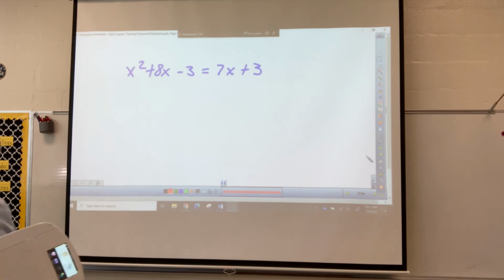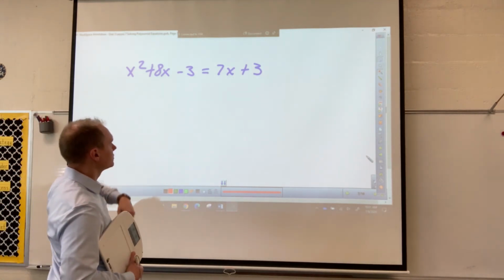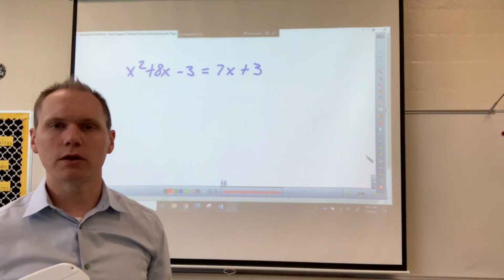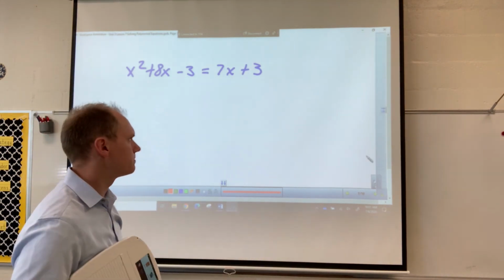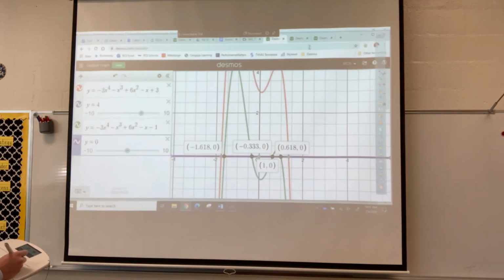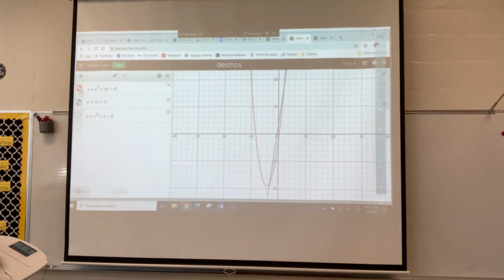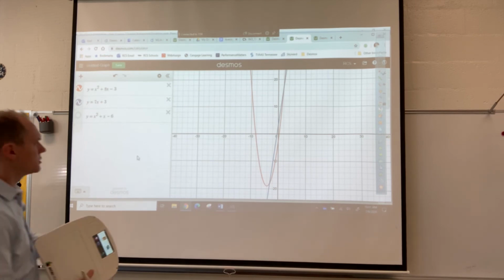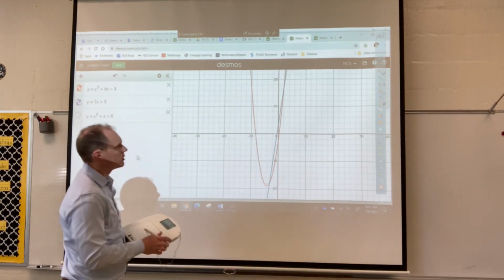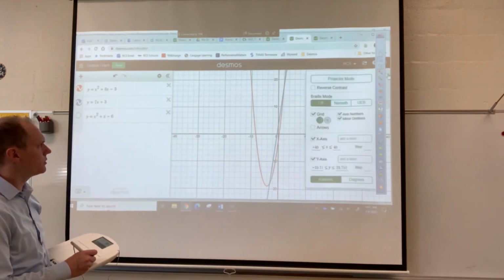So let me give you a chance to try this one. We have a quadratic equals a linear function. See if you can solve for this one graphically. See what you can do. All right, so if we do this graphically, we're going to graph the quadratic equation, which I have here in red, and then we're going to graph the linear one, which we have there in blue. Let me make it a little bit better for you to see here.